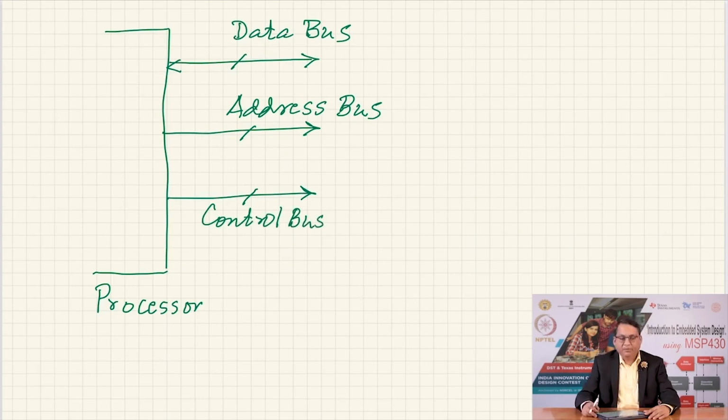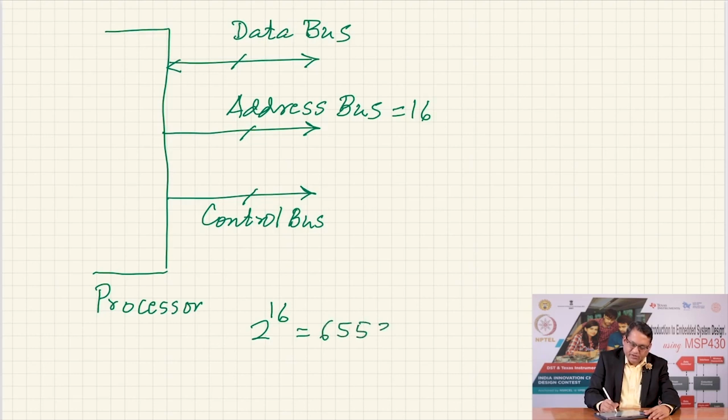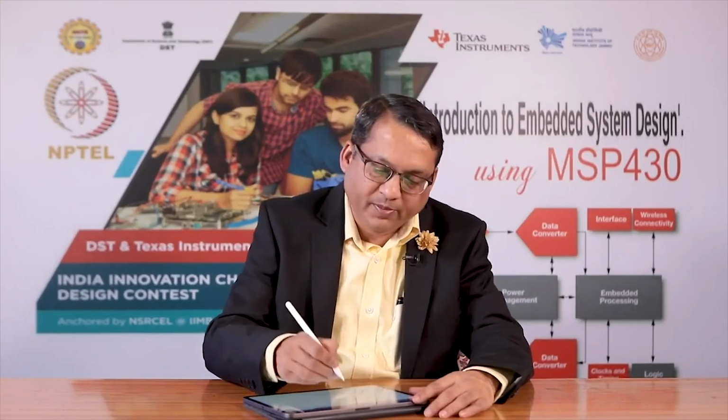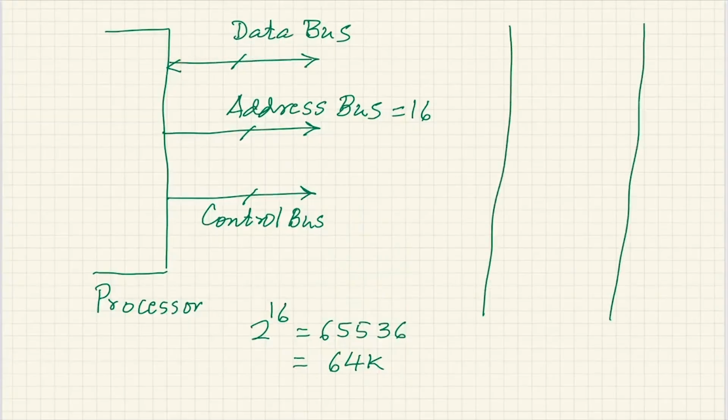Now, depending upon the number of address bits, address lines, let us say this has 16 address lines. That means this processor can uniquely address 2 raised to power 16 locations, and this is equal to 65536 locations and is commonly referred to as 64 kilobytes of memory. 64 kilo locations. Now, how many bits each location can store will depend on the width of the data bus. If it is 8, that means this processor can talk to 64 kilobytes of memory. So, let me show you that memory map.